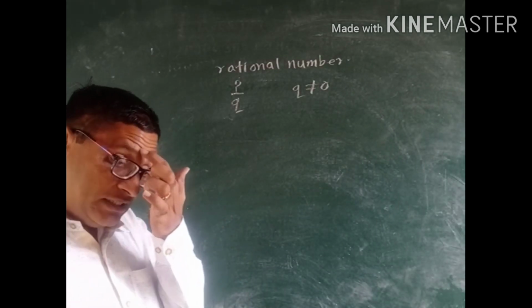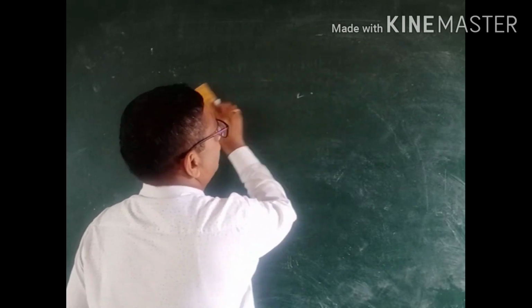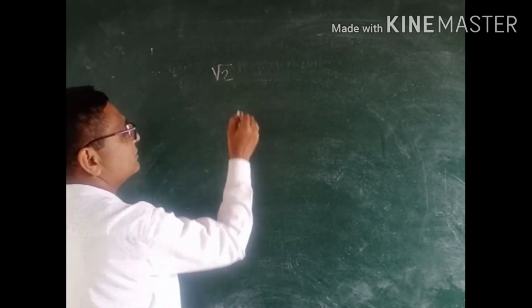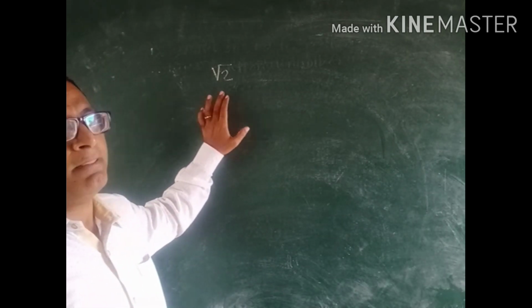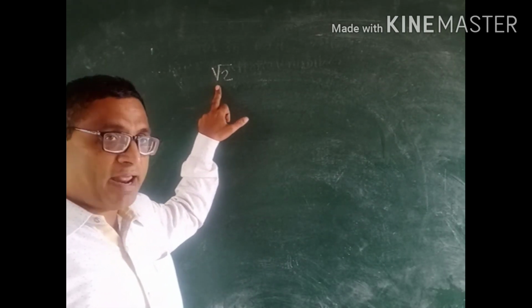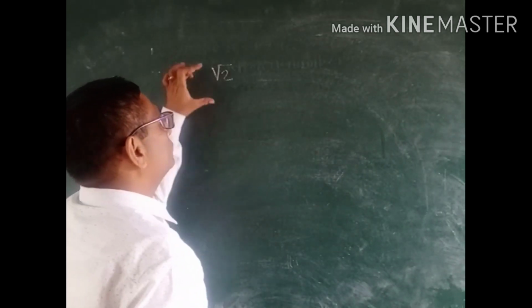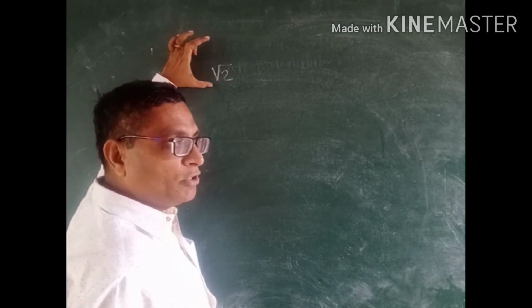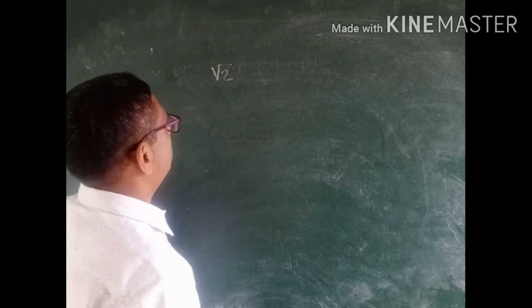Now we have to see irrational number. The under root numbers are irrational. For example, root 2 is an irrational number. Now we have to prove this. How is root 2 an irrational number? Before proving this, we have to assume that this is a rational number.